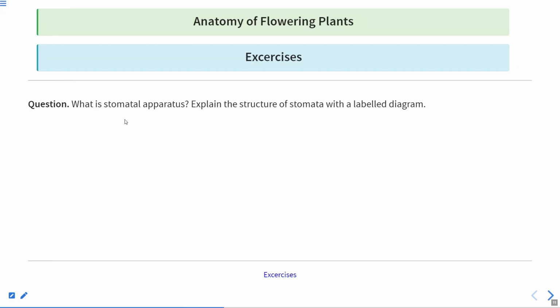Okay, here comes the next question. What is a stomatal apparatus? Very, very important question. What do you understand by a stomatal apparatus? Explain the structure of a stomata with a labelled diagram. So with the help of a labelled diagram, you have to explain the stomatal apparatus. So let us see what a stomatal apparatus is.